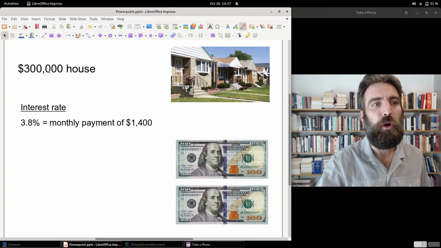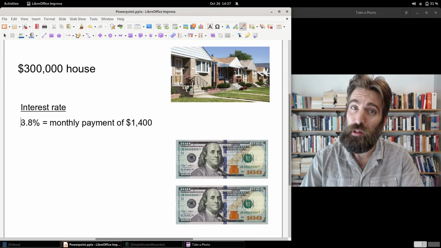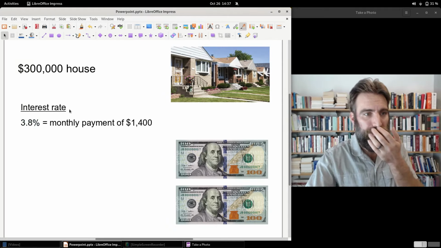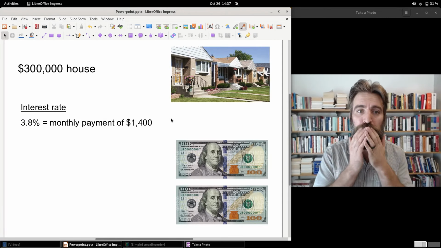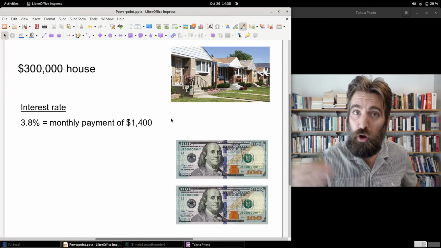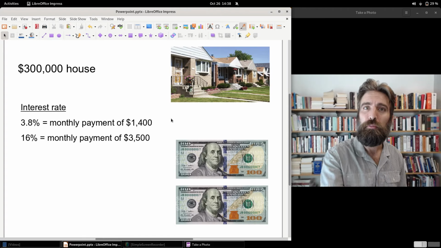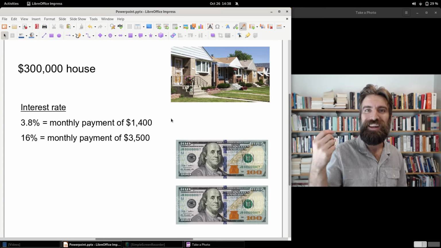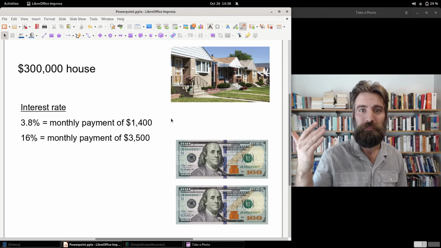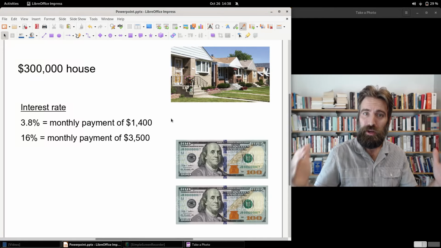Look at, so if you were to buy a $300,000 house and you secured a low interest rate, this is a low interest rate, 3.8%. Your monthly payment with an interest rate of 3.8% is $1,400. That's within the reach of most middle-income Americans, even lower middle-income Americans. You take that interest rate to 16%. And by the way, talk to a baby boomer and ask them about the housing market in the early 1980s. Buying a house, your mortgage was extremely expensive because money was tight.